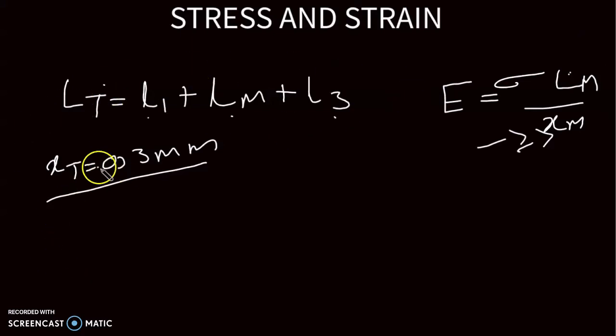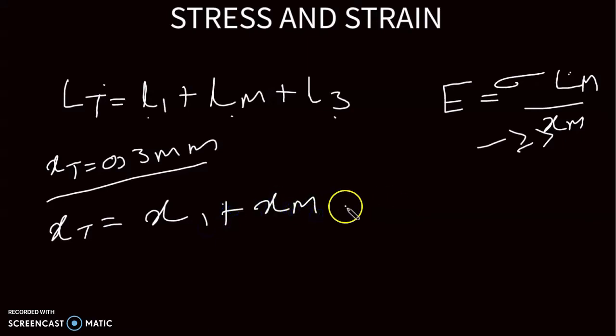So we're going to start with finding the change in length of the middle section. Total change in length is equal to change in length number 1 plus change in length of the middle section plus change in length number 3.